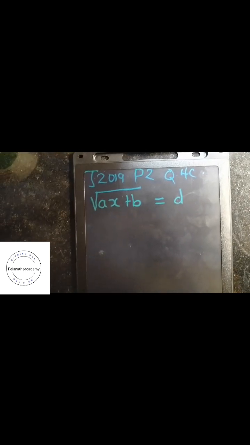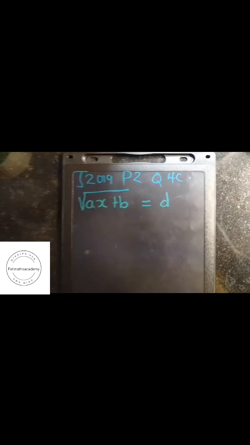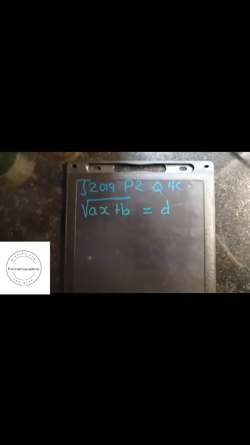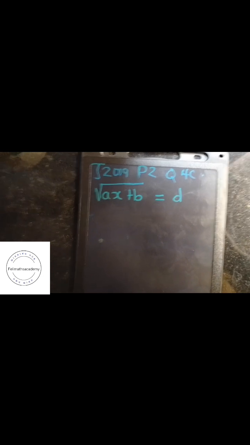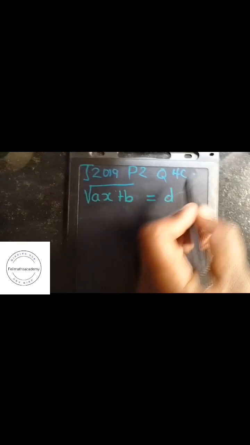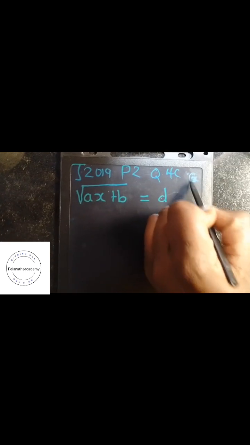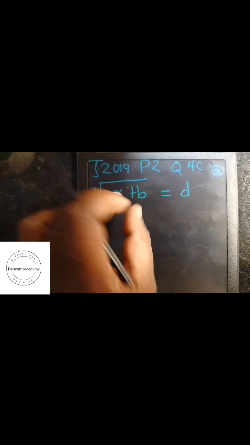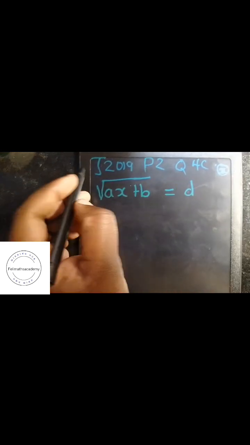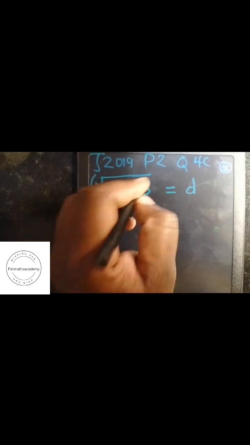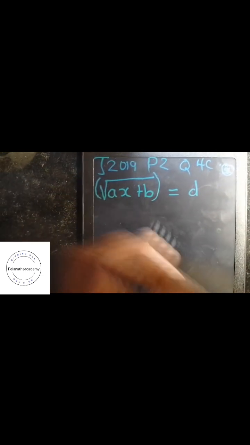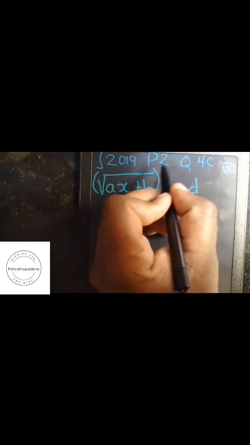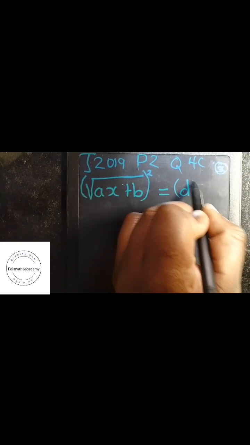Express x in terms of a, b, and d. To express x in terms of a, b, and d is just the same as making x the subject of formula. So we want to make x the subject of formula there. To do that, we want to remove this square root. So to remove the square root, we square both sides.